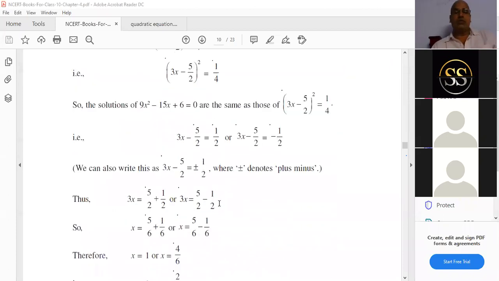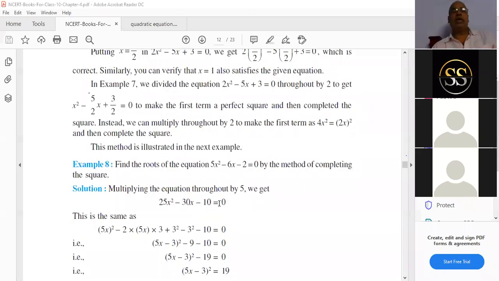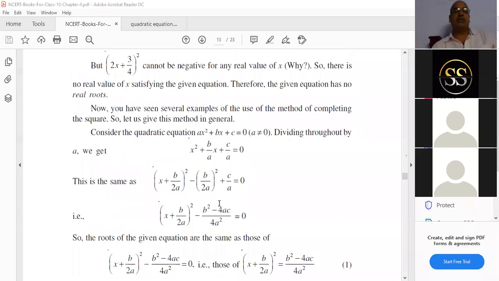Now, actually, I want to tell how to derive the quadratic formula through the completing square method. How I can derive the quadratic formula. This is there in the textbook. Derivation of quadratic formula. This is the derivation of quadratic formula.